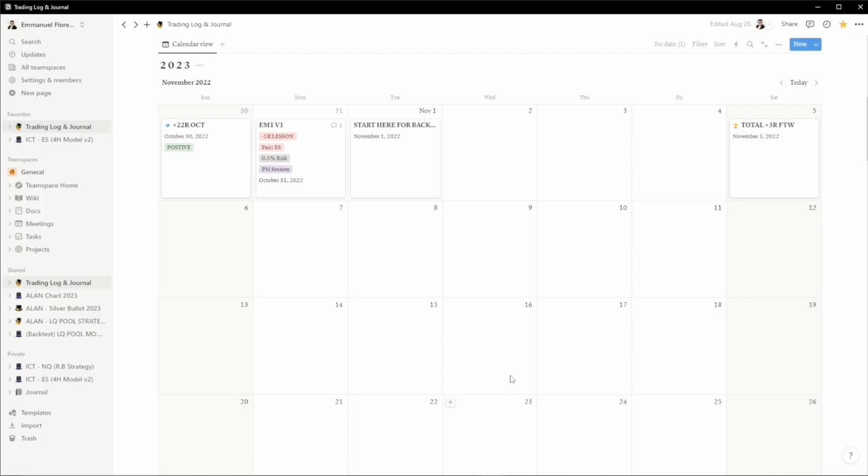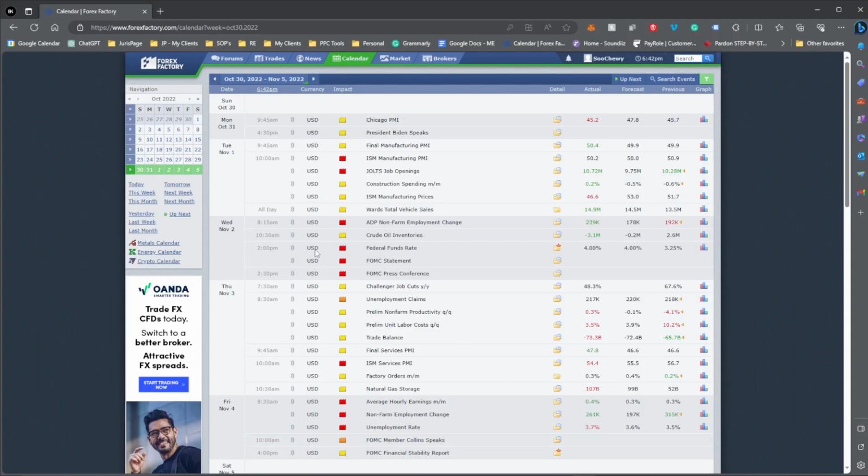Alrighty. We are going to be backtesting November the 1st, 2022. This is for the WHI trading models, EM1, EM2, and EM3. So first things first, let's check out the news.